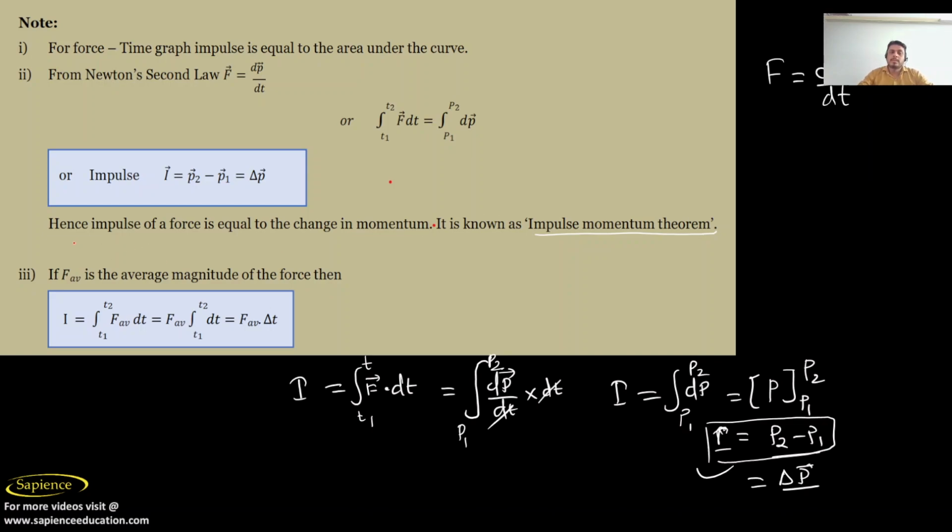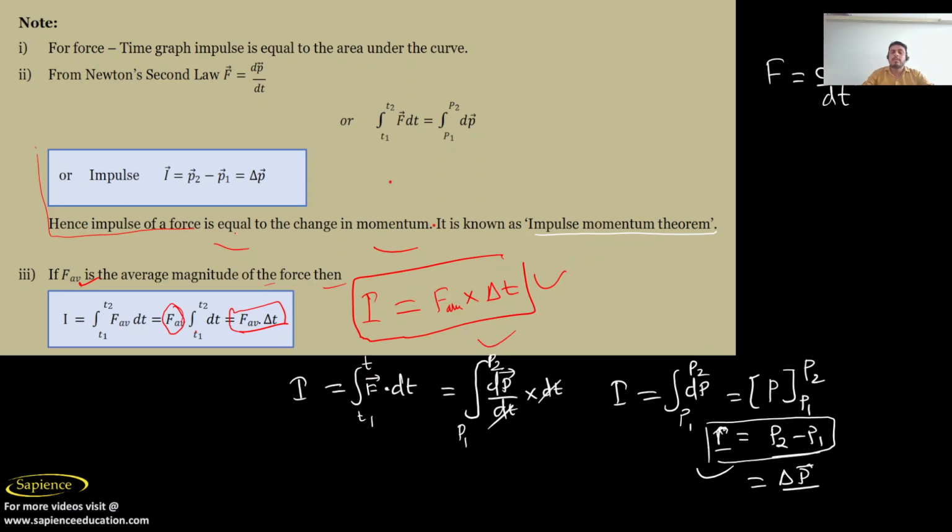What is the impulse momentum theorem? The change in momentum is known as impulse. So this is very important, and we will use it in solving numericals. Now if the force is average, meaning we take the force as a constant average magnitude from T1 to T2, then impulse can also be written as average force into change in time. So this is very important. You can solve numericals from this also.